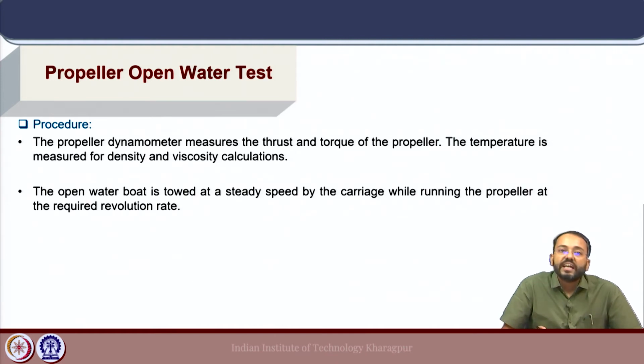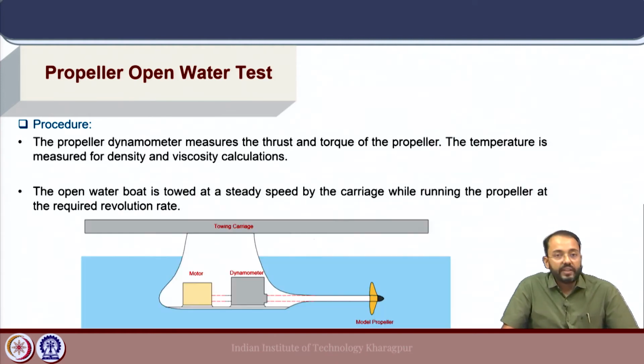The temperature is measured in the open water test, and this is required to calculate the density and viscosity of the water during the open water test, which is required to calculate the coefficients and the Reynolds number. Now, the open water boat is towed at a steady speed while running the propeller at the required revolution rate.